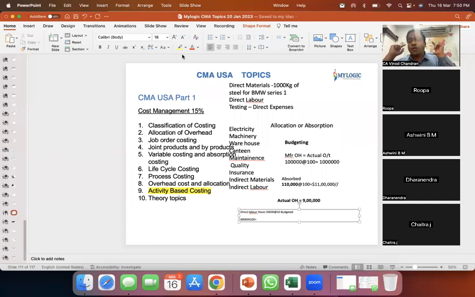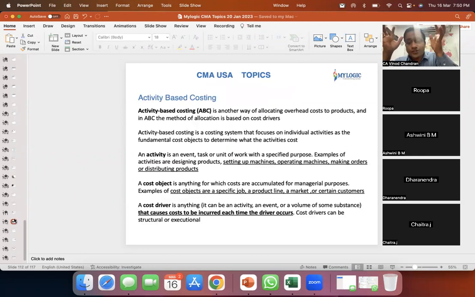To avoid this shortfall, we come to the new method of costing called activity-based costing. Whatever I was explaining for the last 50 minutes is to give you a base as to why ABC is relevant. Because there was a shortfall, a deficiency, in the allocation of overhead under traditional costing, people started thinking and identified the solution: ABC, activity-based costing.